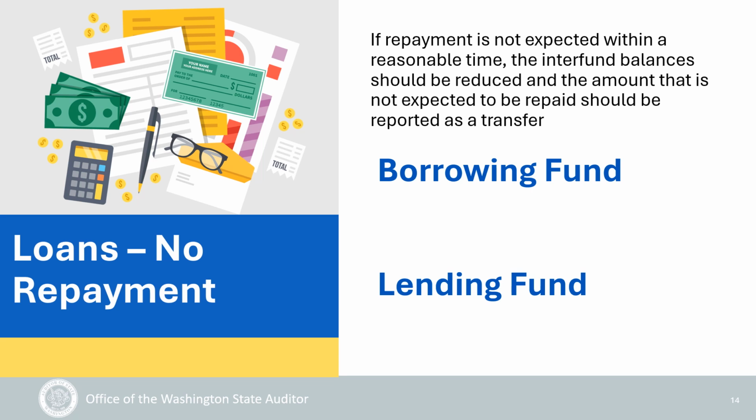Now, what does reasonable time mean? As you might guess, it involves professional judgment. At SAO, we generally expect interfund loans to be 3 years or less. So if your loan is less than 3 years and the borrowing fund is making all the payments from the repayment schedule, then it's safely reported in the interfund loan category.